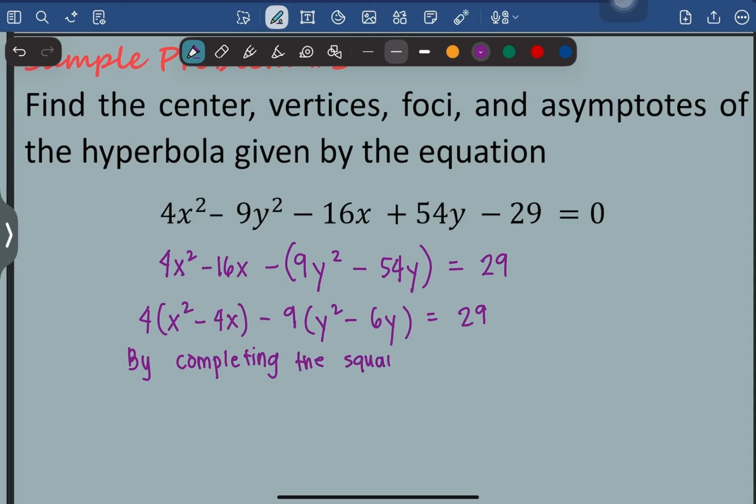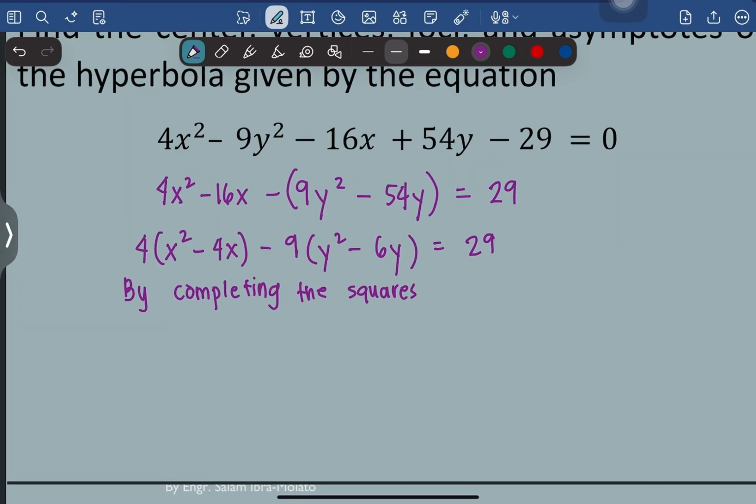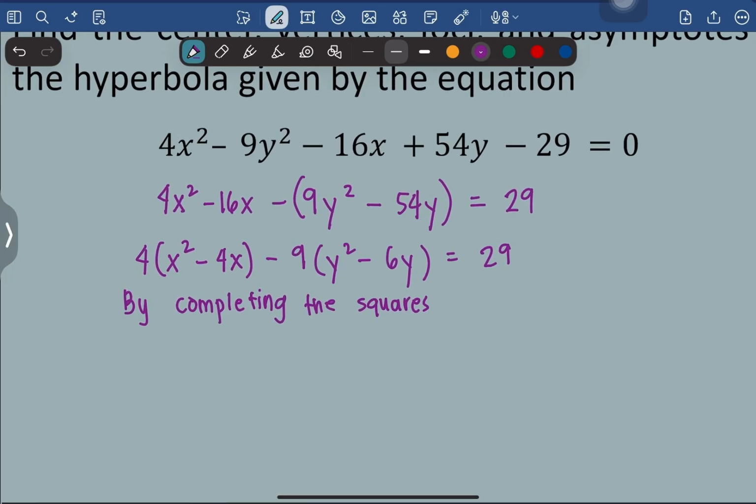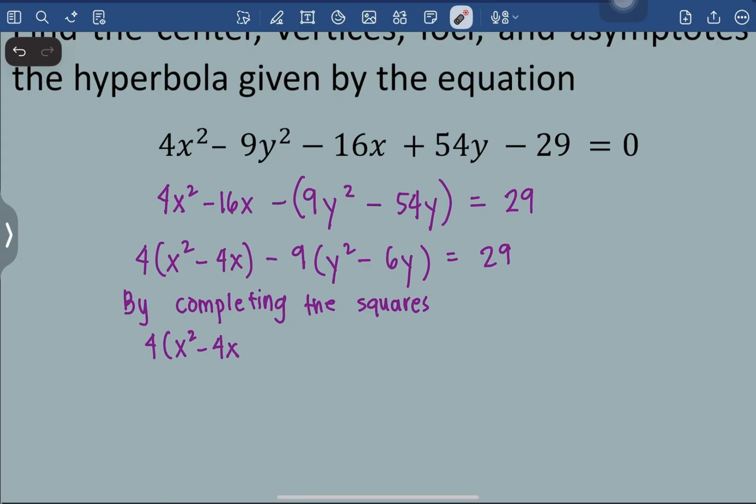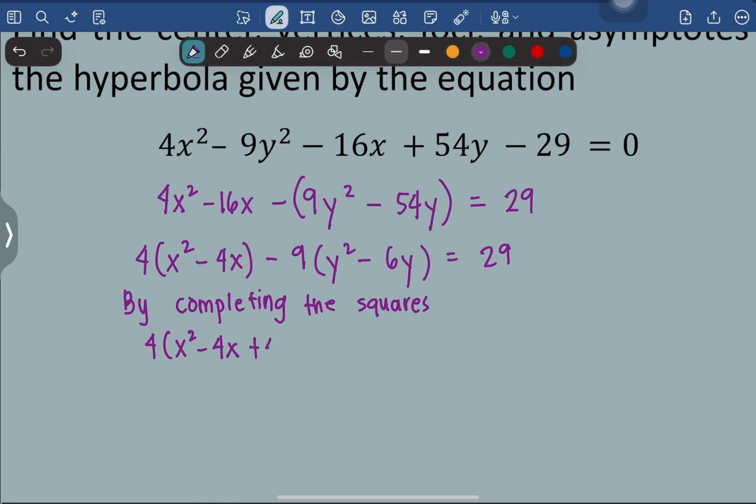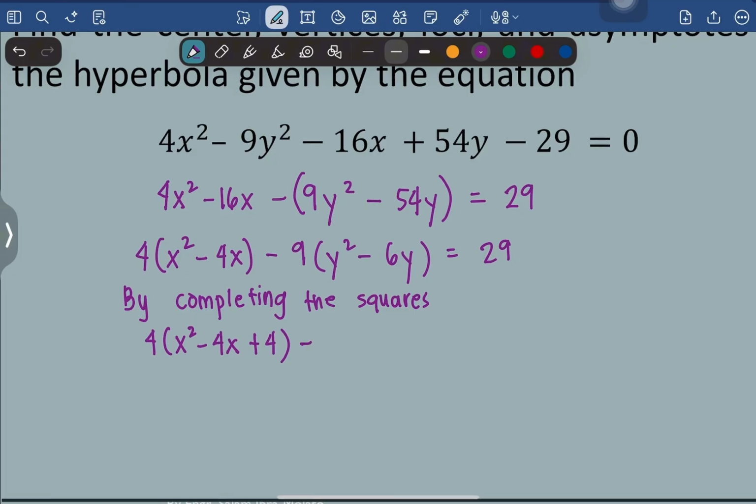squares, para maging binomial siya. So 4x squared minus 4x. So you are going to focus on the middle term. So yung way natin is kukunin mo yung half ng 4. So this becomes 2. Then yung squared niya is 4. Kaya yan yung i-add natin using the completing the square.